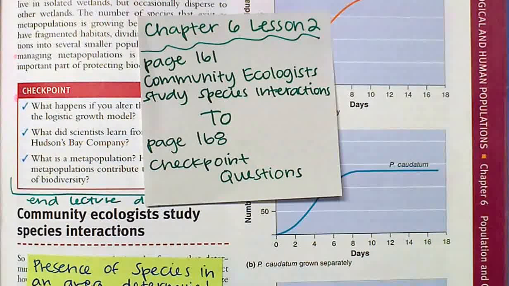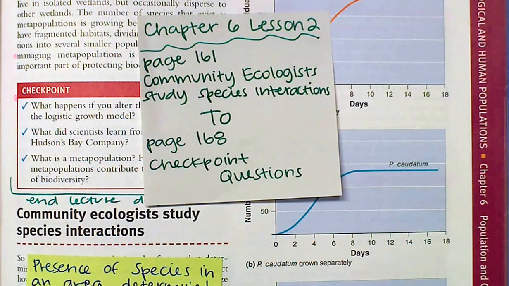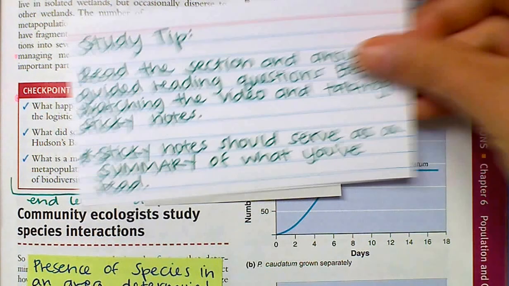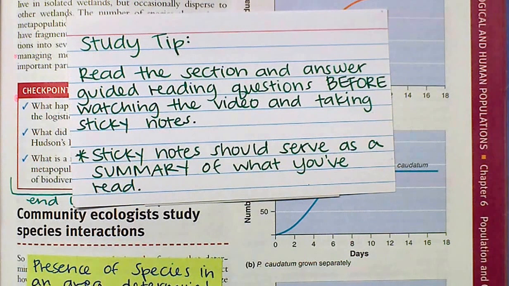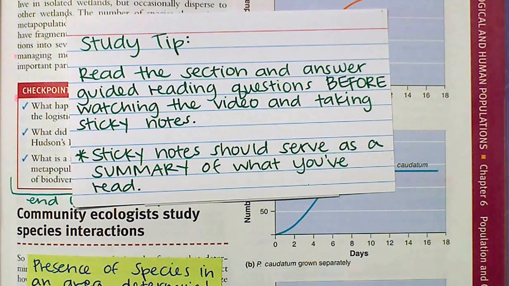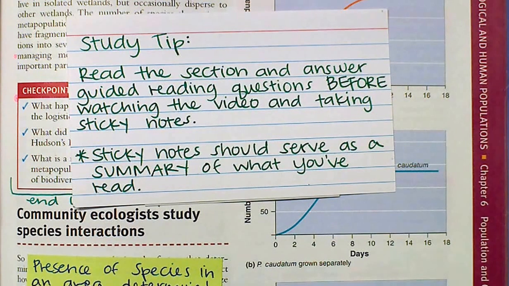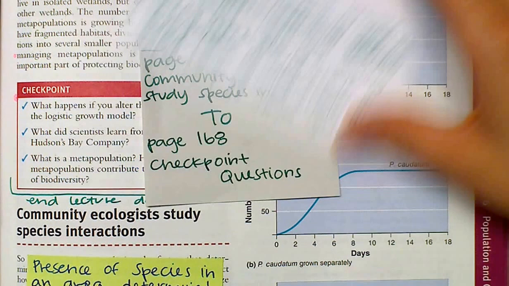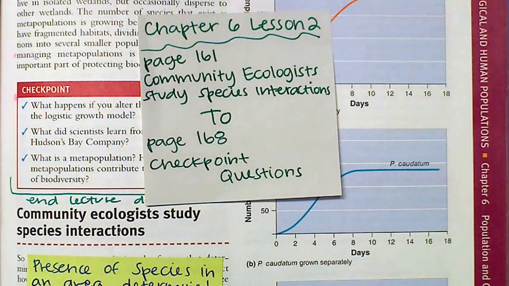Like we talked about in class, a suggestion that we had for everyone to help you study a little bit easier is to read the textbook first and then watch the video and do your sticky notes. So our study tip for today is read the section and answer the guided reading questions before watching the video and taking sticky notes. The sticky notes should serve as a summary of what you read, and hopefully through the video you will be able to understand things better in case anything was confusing to you at that time.